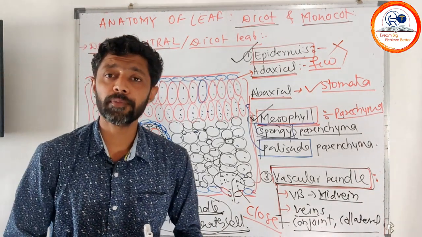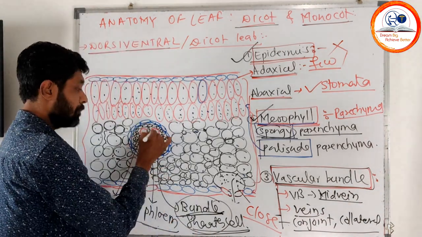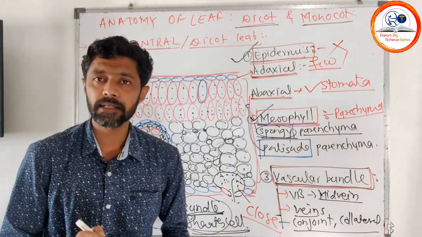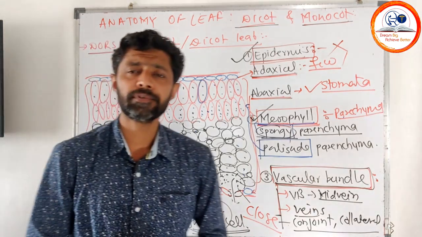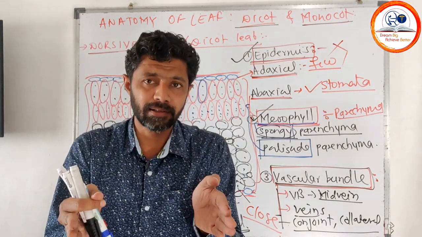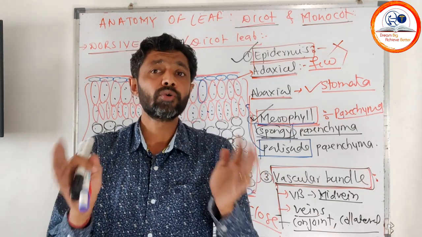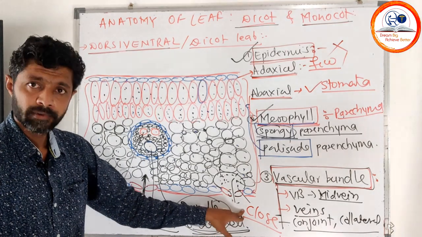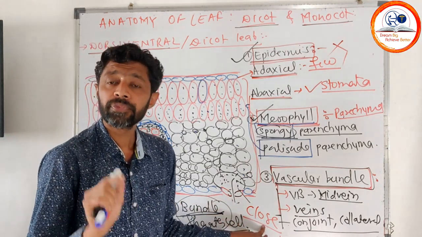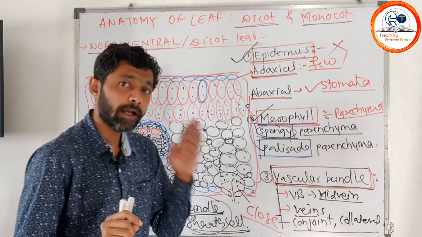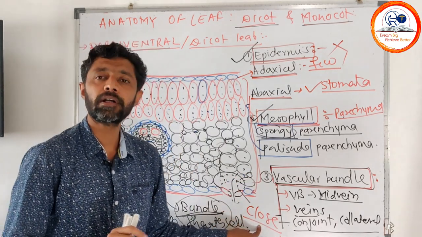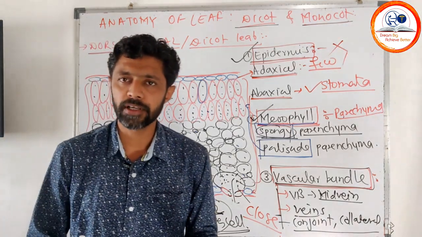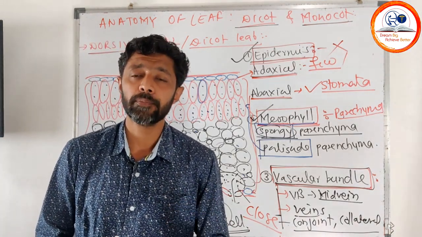Why is this vascular bundle of closed type? Because between xylem and phloem there is a complete absence of cambium. Why is there a complete absence of cambium? Because roots don't have to attain thickness. Roots are not thick, they don't have to increase the size of their girth. So because of that, there is absence of vascular cambium, and as there is absence of vascular cambium, we call them a closed type of vascular bundle.